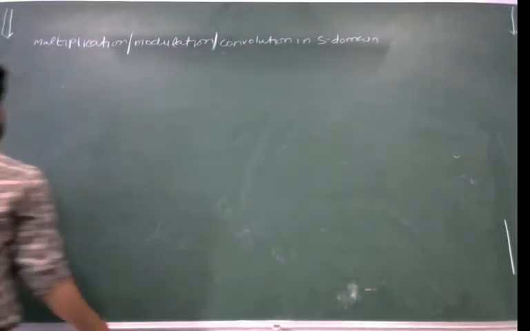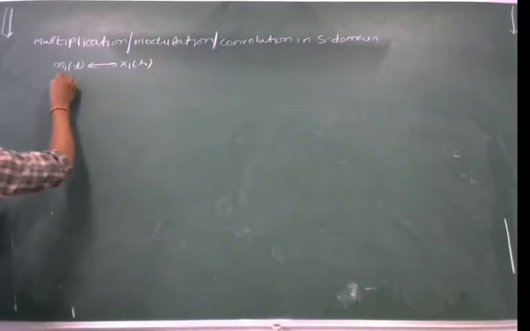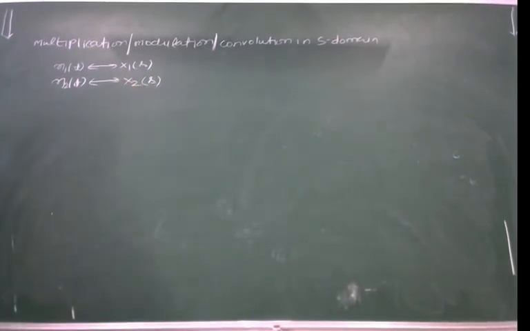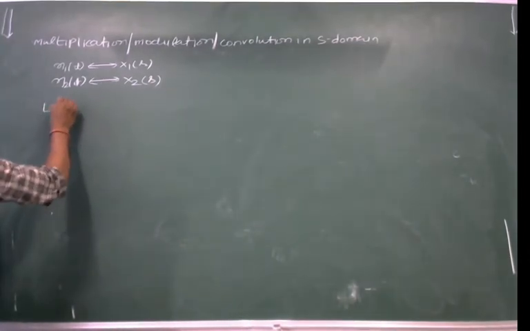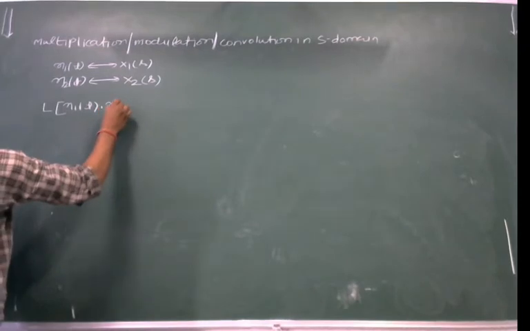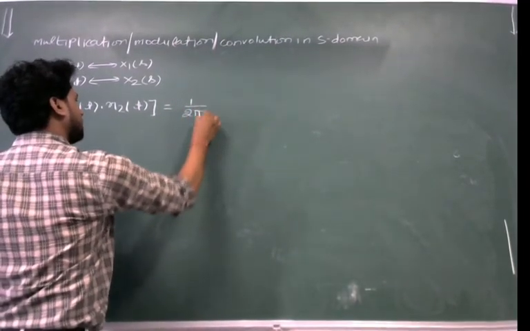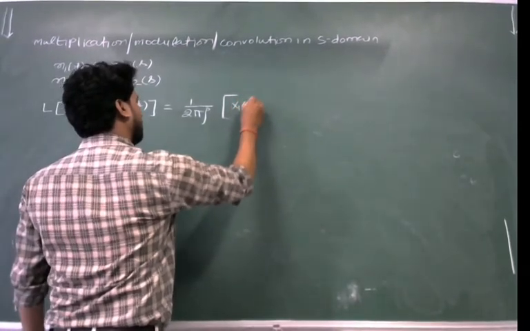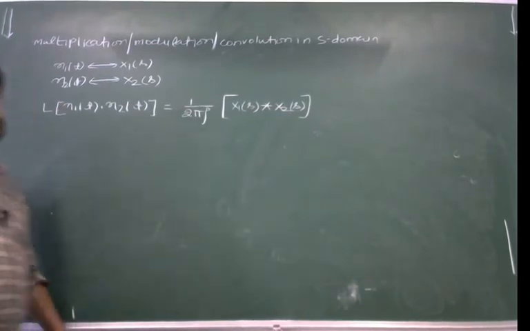which states that if the Laplace transform of x1(t) is X1(s) and the Laplace transform of x2(t) is X2(s), then the Laplace transform of x1(t) into x2(t) will be equal to 1 by 2 pi j into X1(s) convolution with X2(s). That's why this is also called the convolution property in S domain.